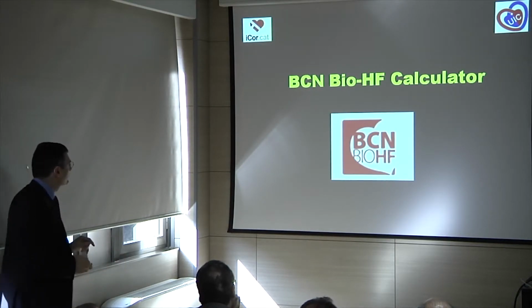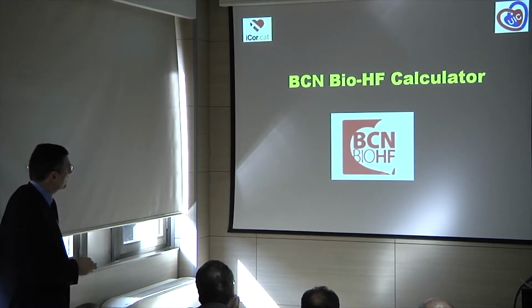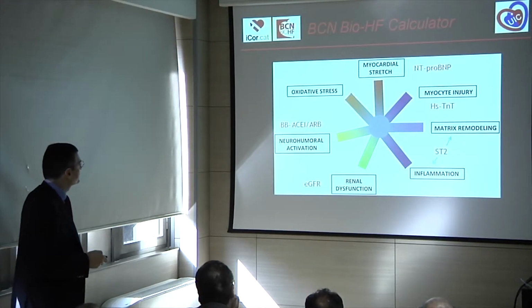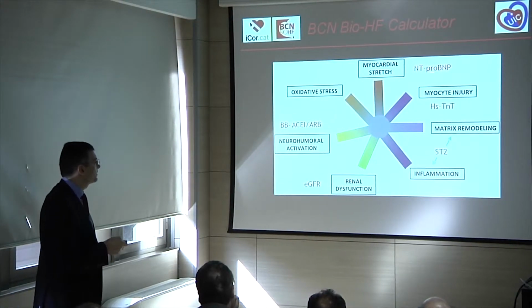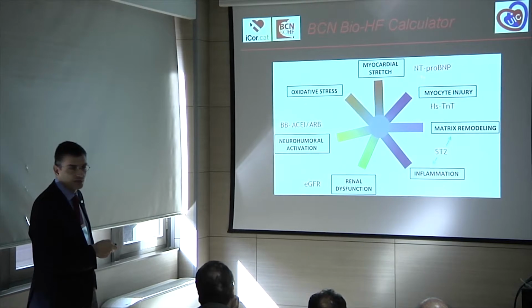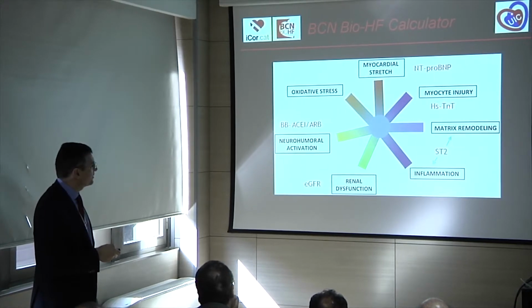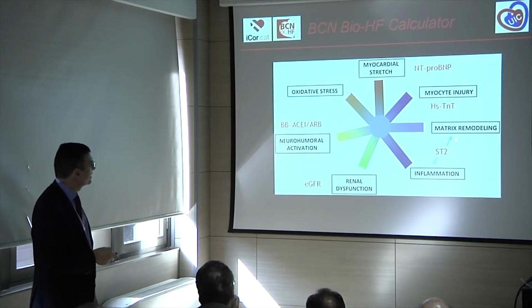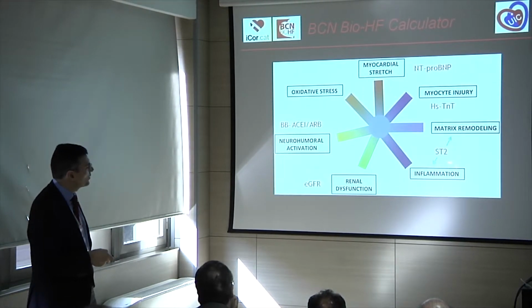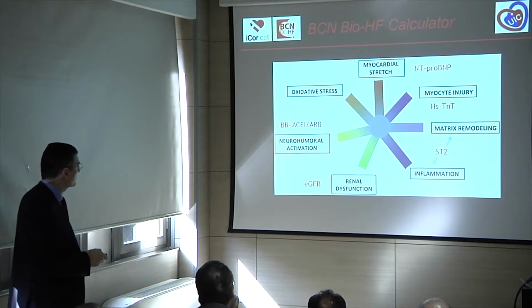So we arrived at this BCN Bio-Heart Failure calculator. What is this? This is a calculator that contains NT-proBNP, a marker of stretch, we said that. HS-troponin T, a marker of injury, we said that. ST2, it's providing us information about remodeling and somewhat inflammation. Good, we're in good shape.